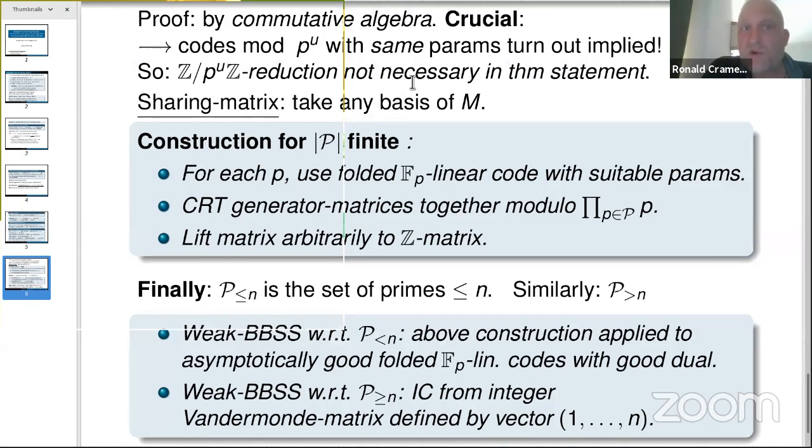The proof of this result does not look into codes modulo p to the u, but it's implied by the conditions. So what we do is we construct two schemes, one for a finite set of primes, one for an infinite set of primes. The latter is based on Shamir secret sharing over the integers. The finite part is by using F_p linear folded codes with suitable parameters, Chinese remaindering them together and lifting them arbitrarily to a Z matrix.